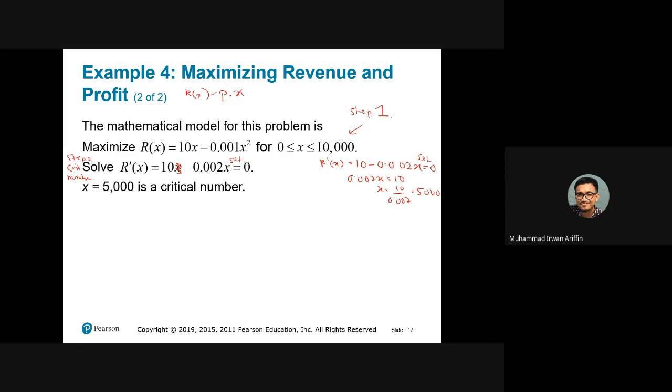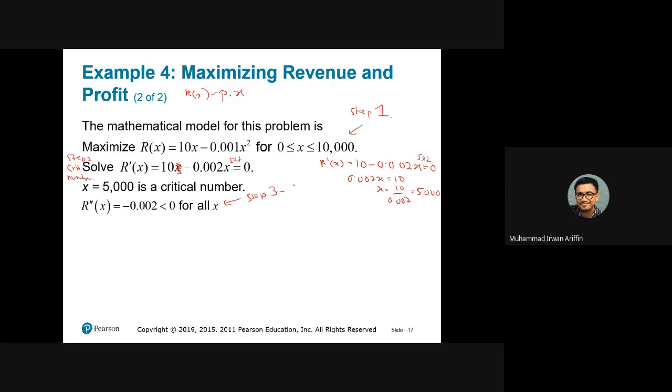And next, we want to use the procedure. So this would be step number 3. In step number 3, we want to investigate: is this an absolute maximum or absolute minimum?